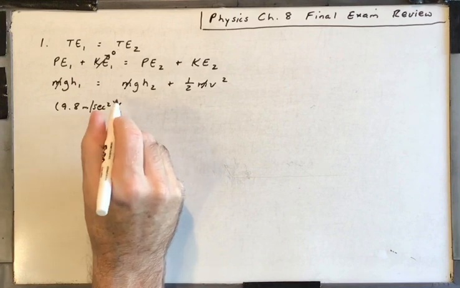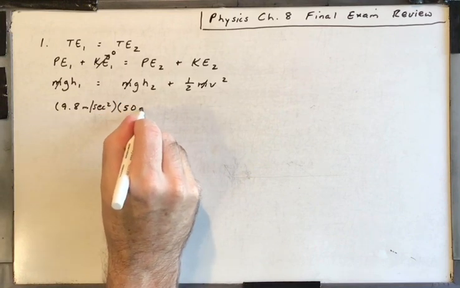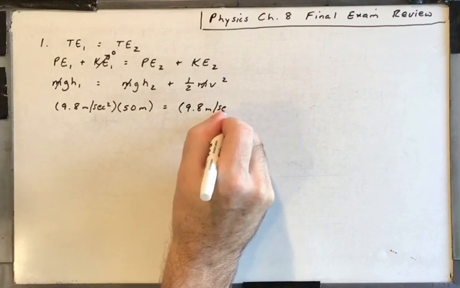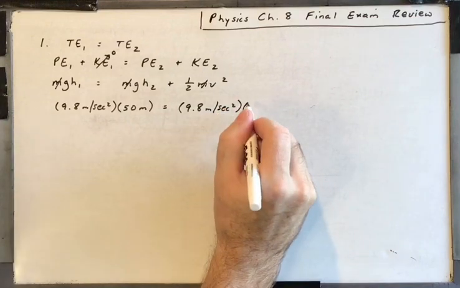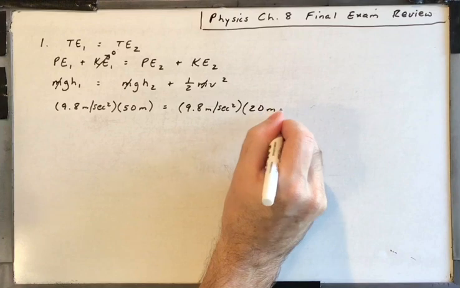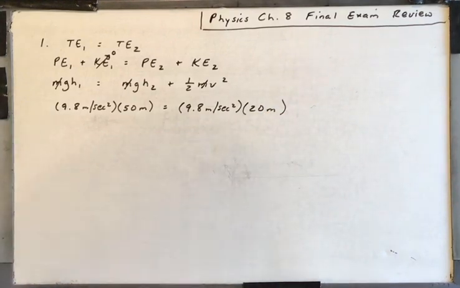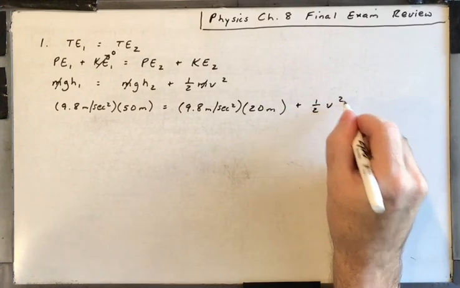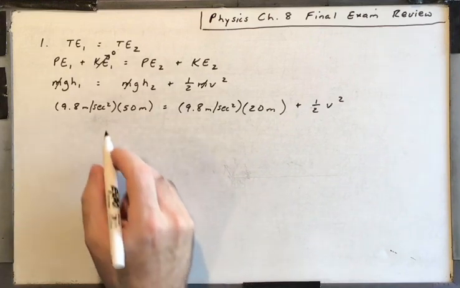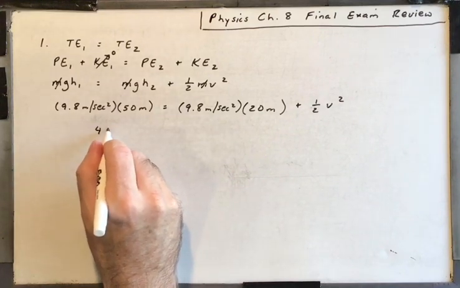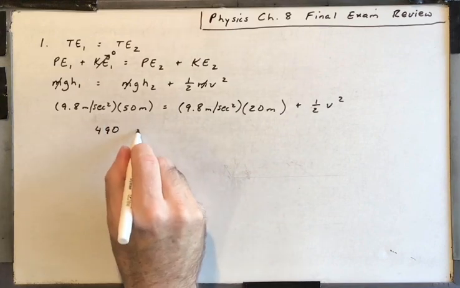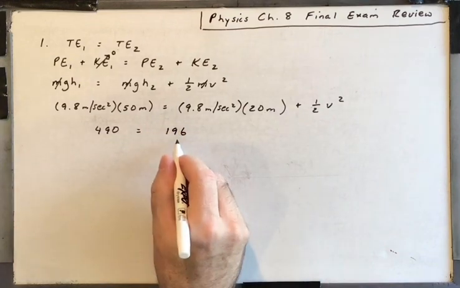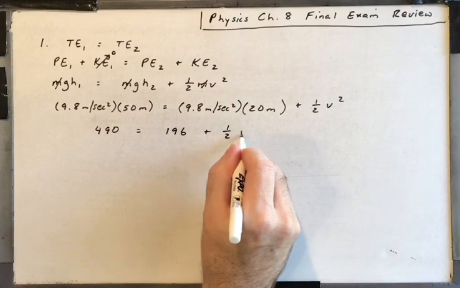The first hill is 50 meters. That's going to equal 9.8. The second hill is 20 meters. All right, you can kind of tell I wrote these problems because I didn't put a bunch of decimals and stuff in it, plus 1/2 times v squared. All right, so this is going to be 490. I'll dispense with the units for just a minute. Is equal to 196. 9.8 times 20 is 196 plus 1/2 v squared.